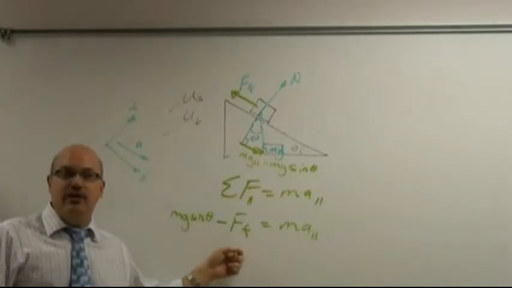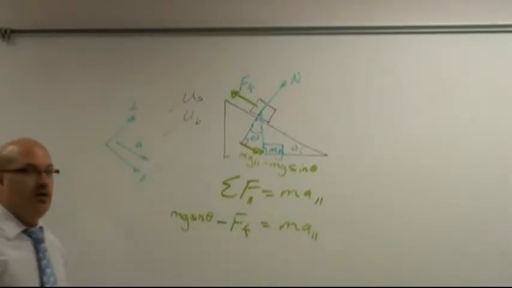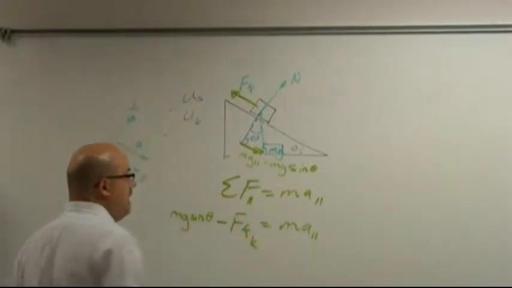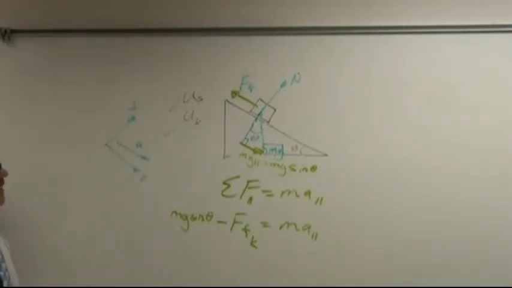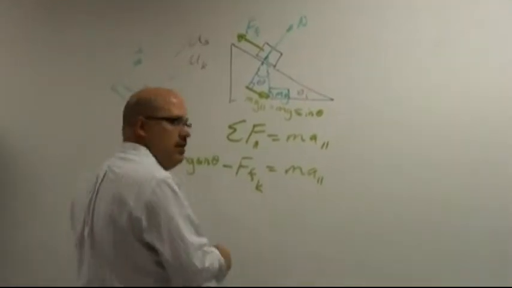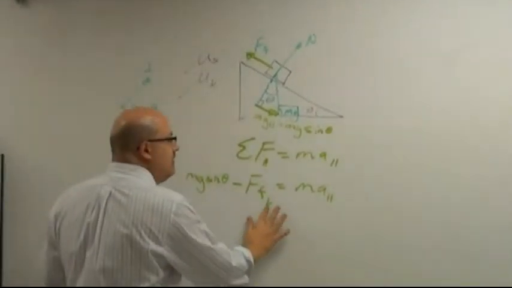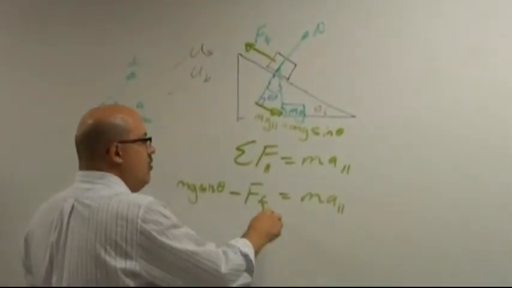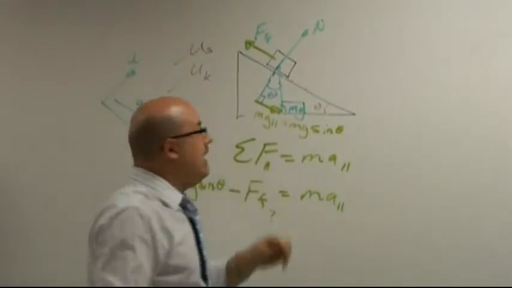Okay, what kind of friction? Kinetic, because we have acceleration. Well, maybe. Let's find out, because what are we asking? Okay, so let's just leave it here, question mark, and we'll figure it out in just a second.